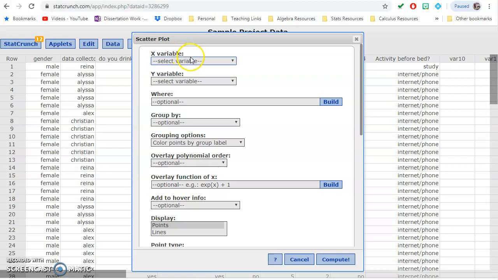You should choose, if you think there is a relationship, a direction to that relationship, you should choose X as your independent variable and Y as your dependent variable. So I think the hours you sleep might influence how many cups of coffee you need to drink during the day. So I'm going to do it in that direction. And compute. Don't do any group by. There's no reason to add a third variable unless you just want something cute on there.